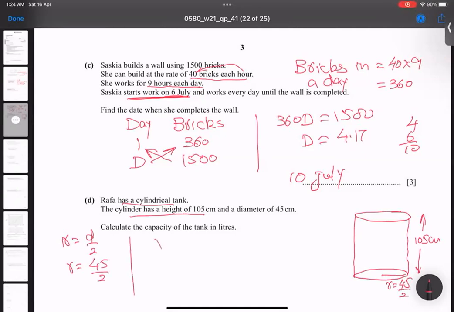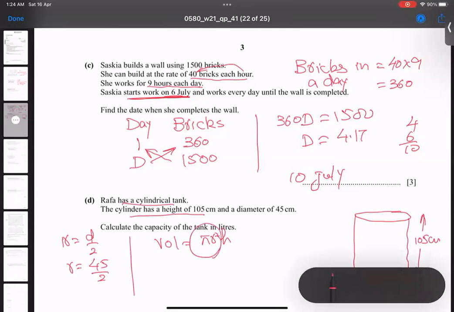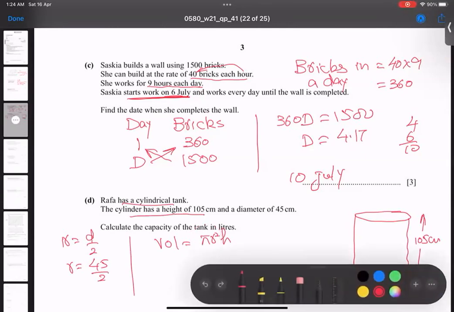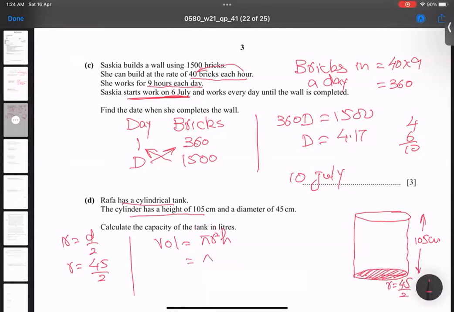Now what is the volume formula of the tank? Pi r squared into h, actually cross area into height. The cross area is a circle shape, and pi r squared is the cross area. So it equals pi, with radius 45 over 2, into h. H is 105, and when I multiply, the answer becomes pi times 2.